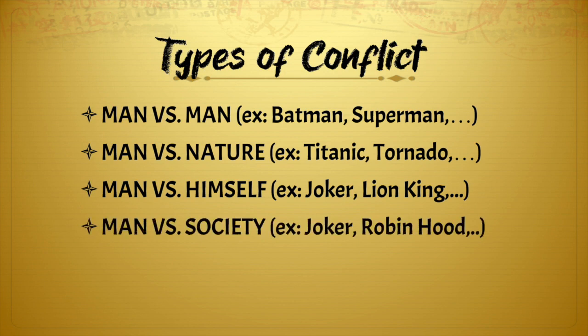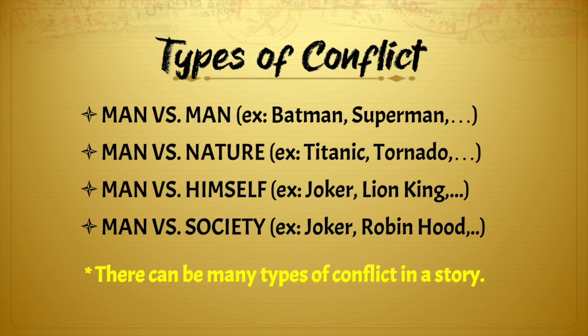Man versus society. So again, here we have the Joker. So as you can see, there can be many types of conflict in one story. Or Robin Hood also. Man versus society. And here I wrote there can be many types of conflict in a story.